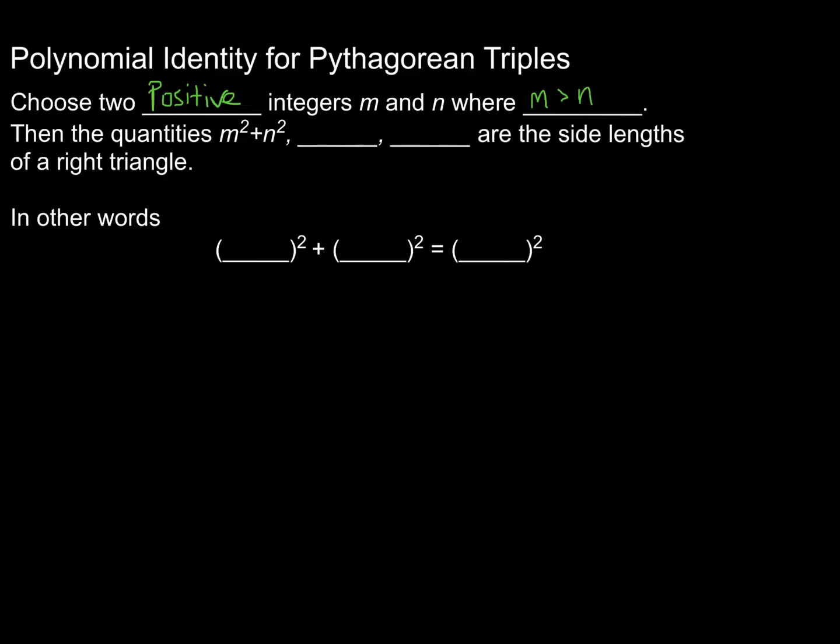And if this was the case, then the quantity m squared plus n squared, of course, represented the greatest side length, or the hypotenuse, and then the other quantities were the difference of the squares, and twice the product, or 2 times m times n. And those are going to be the side lengths of the right triangle. Another way of saying that is simply utilizing the Pythagorean identity to say that if we take the two smaller side lengths and square them, then that will be equal to the square of the greater side length.